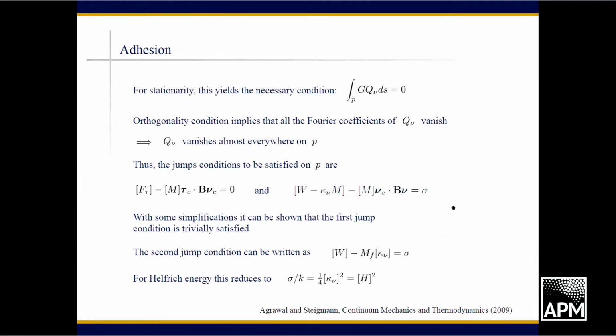Although the tangent plane to the bilayer is continuous, the curvature at the perimeter is actually discontinuous. If we adopt a specific energy of the classical type known as the Helfrich energy, which is quadratic in the curvatures, with an associated bending modulus K, then this condition reduces simply to this one. The square of the discontinuity in the mean curvature is balanced by the adhesion energy normalized by the bending modulus. And that shows that, of course, adhesion would be impossible if the adhesion energy were negative, right? Which is intuitively plausible.